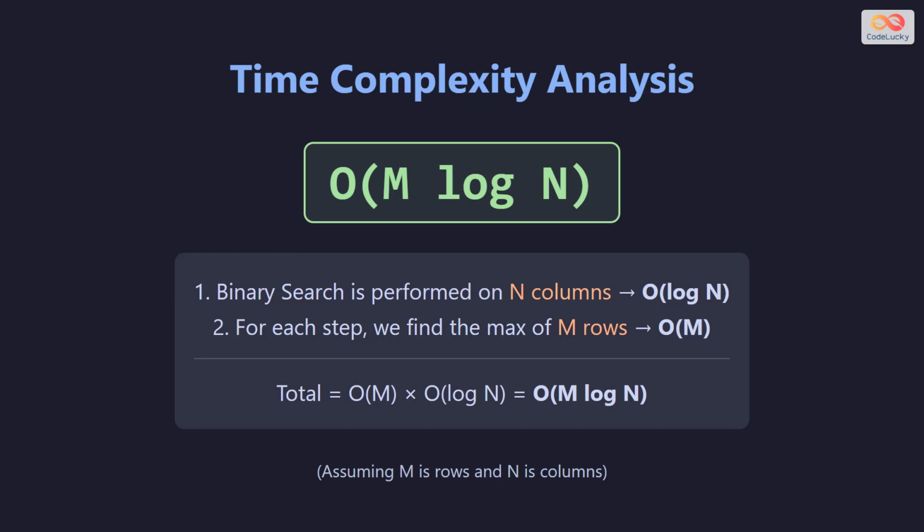Let's analyze the efficiency. We perform binary search on the columns, which takes O of log n steps. In each step, we iterate through m rows to find the column maximum, taking O of m time. Multiplying these together gives us a total time complexity of O of m log n, and this is significantly faster than the linear scan for matrices where m is much smaller than n.